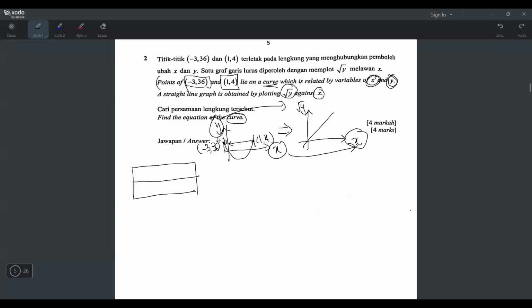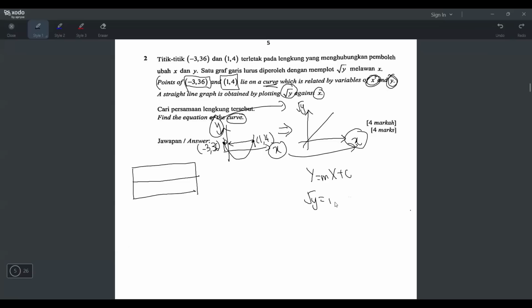Because this is the point that the curve passes through. When you change to a straight line, this point position will change, right? Because you already modify your y-axis and your x-axis, right? And your new equation looks like this: y equals mx plus c. This is how the equation of a straight line looks like. And the y-axis is actually square root y.